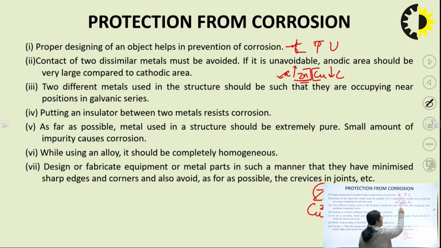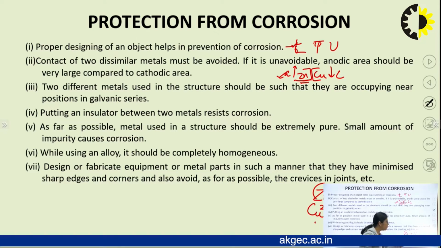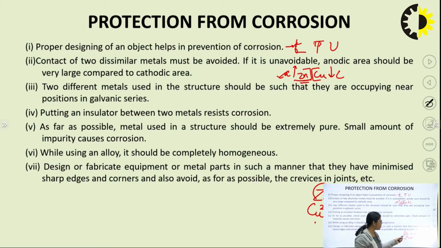Whereas if the anodic area is small and the cathodic area is large, then a lot of electrons ought to be supplied to the cathodic area so that copper ions can get converted into copper. As a result, the rate of corrosion is going to be higher. The rate of oxidation of zinc will be higher, and the rate of corrosion automatically will become higher. So it is better to avoid two dissimilar metals coming in contact with each other and exposing them directly to the corrosive environment.